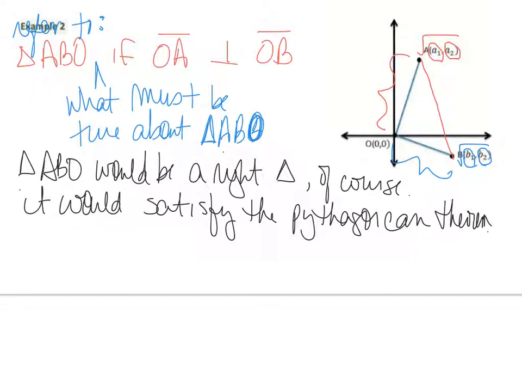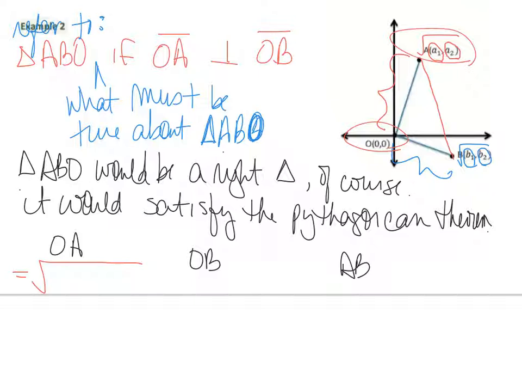All right, so does this satisfy the Pythagorean theorem? Let's find the measurements of all of these sides, OA, OB, and AB. OA: we're going A1, A2, back to the origin. So A1 minus 0, quantity squared, plus A2 minus 0, quantity squared, correct?